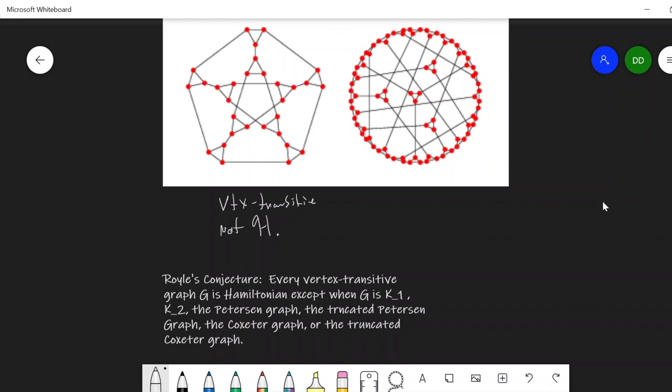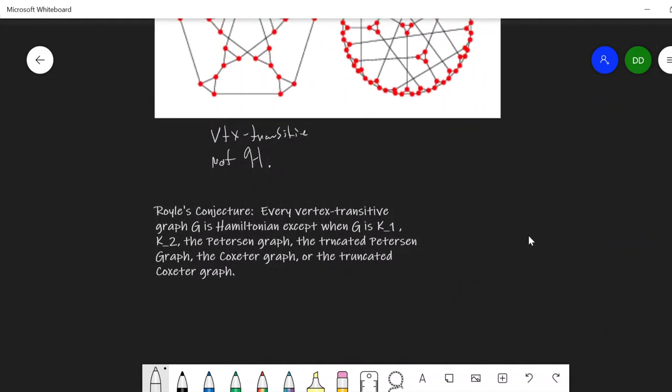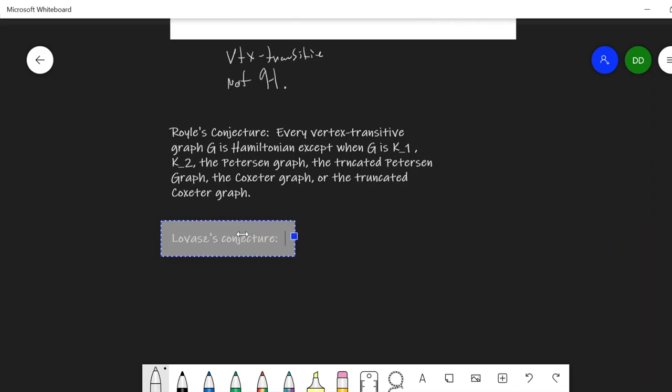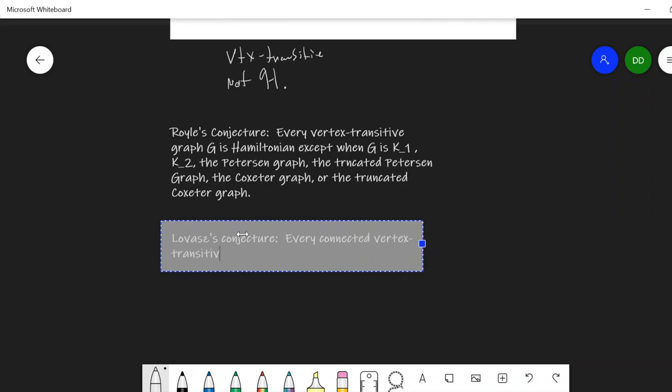Right, Lovász's conjecture is that every connected vertex transitive graph contains a Hamiltonian path. Maybe I'll write this one down, too. So a couple of conjectures here about vertex transitive graphs.